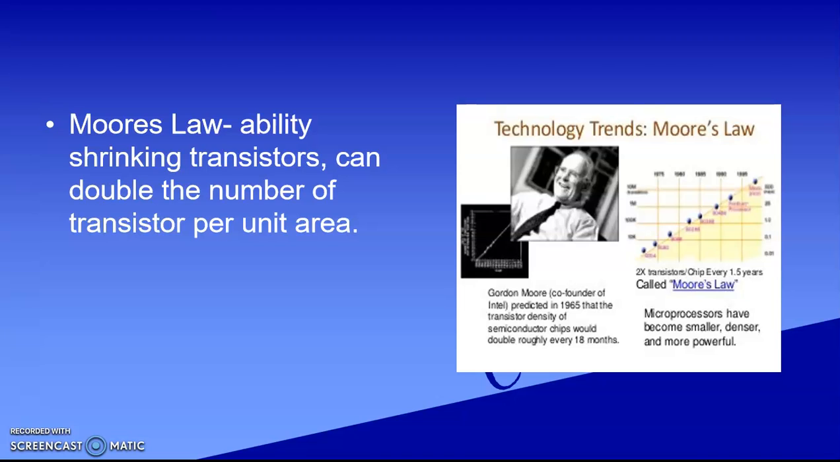Gordon Moore, co-founder of Intel, predicted in 1965 that the transistor density of semiconductor chips would double roughly every 18 months, and it's called Moore's Law.